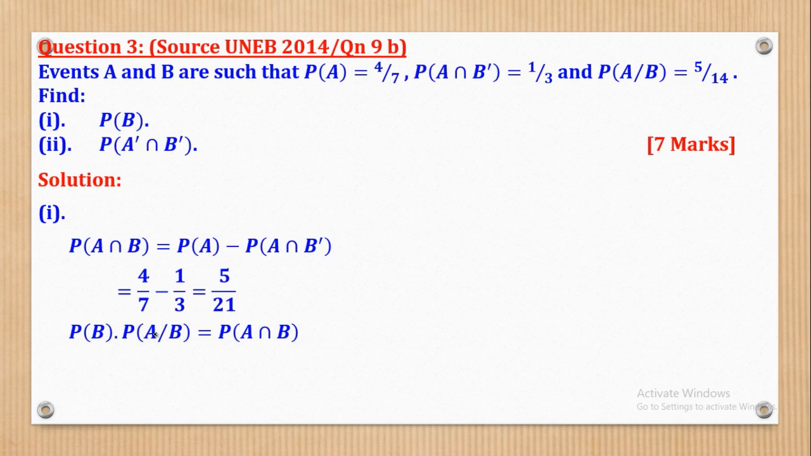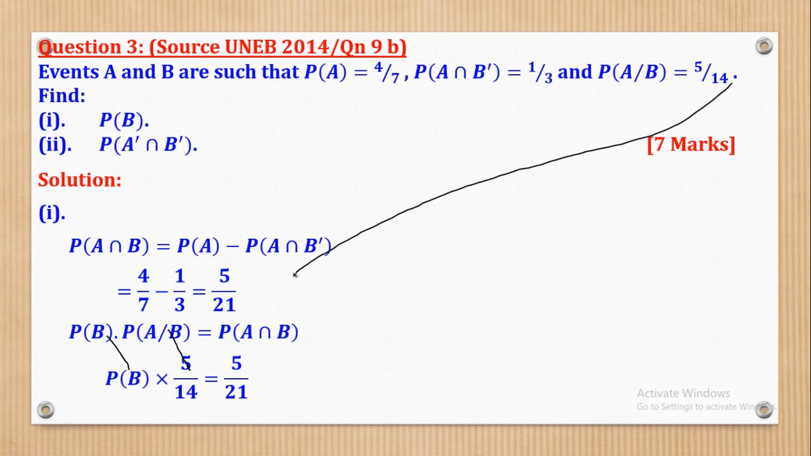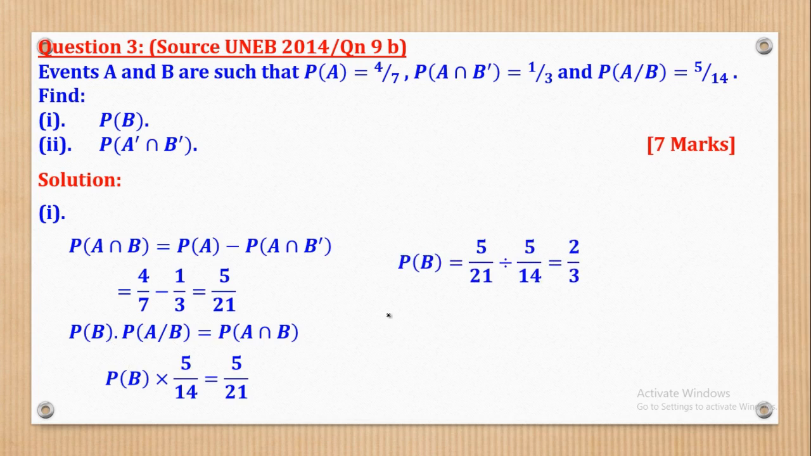Therefore, now that I've quoted this formula for Bayes' theorem, I can come and substitute. So B is what I want. Probability of A given B is 5/14, which is here. And probability of A intersection B is 5/21, which was already got there. So next is to make B the subject. When I make B the subject, I'll come up with 2/3. So that was Roman 1. Now we shall go to Roman 2.